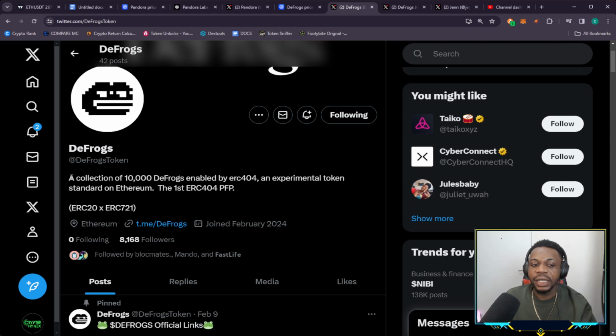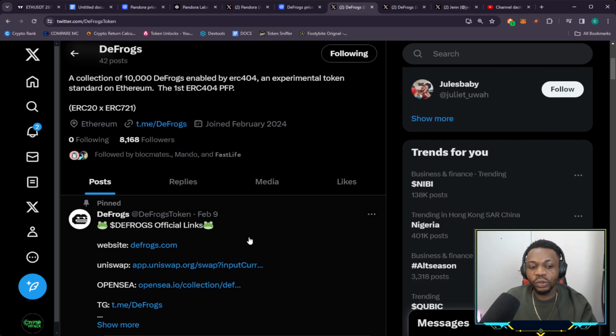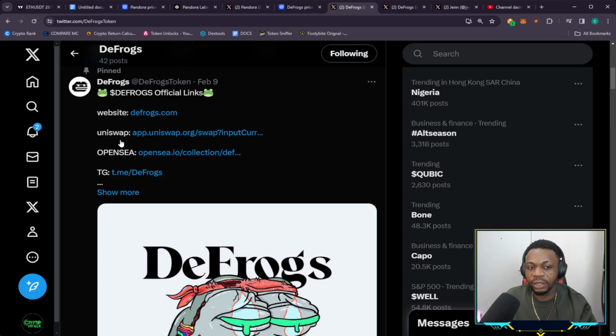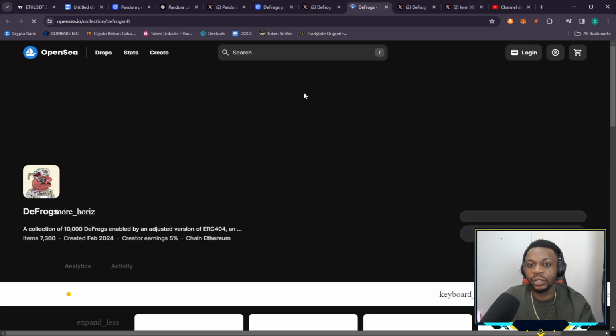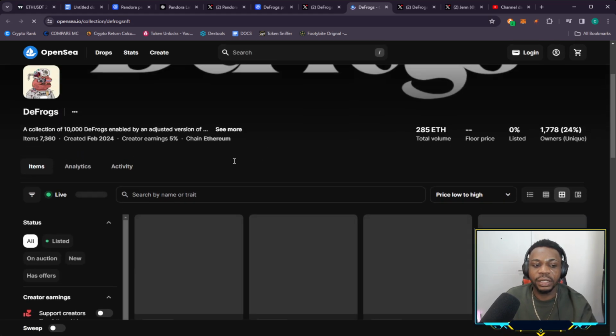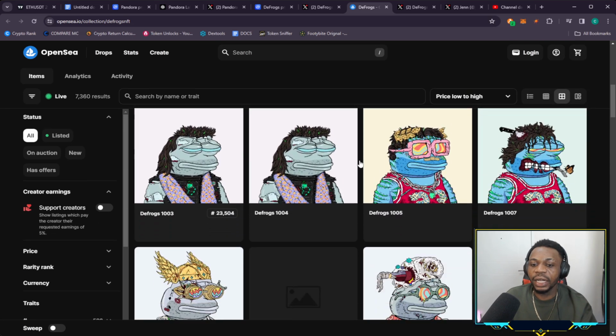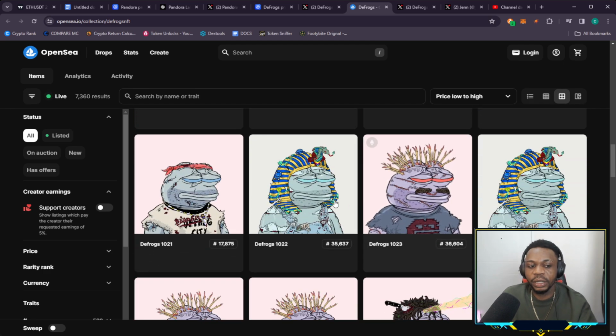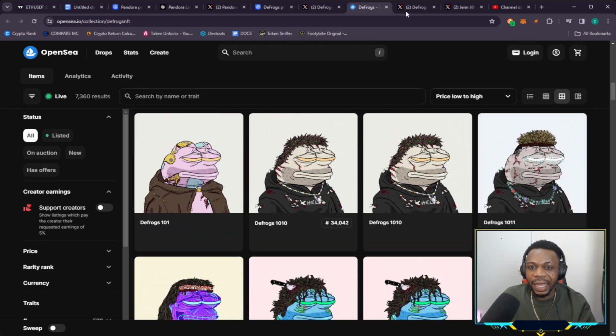If you can see, it's a collection of 10,000 DEFROGS enabled by ERC404, an experimental token standard on Ethereum, the first ERC404 PFP. So if you want to see more about this, you come here and go through the website. If you want to buy on OpenSea, you go to OpenSea and see the whole collection. They have different types, and if you want to mint, you can just buy and mint any of these.